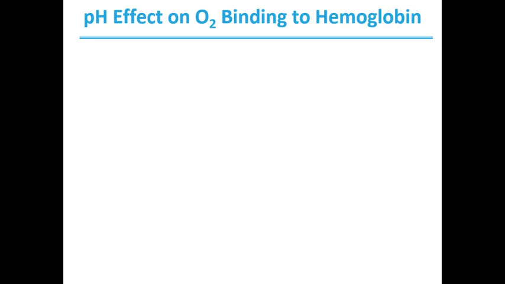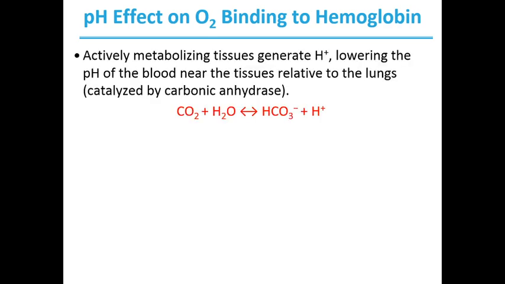CO2, or carbon dioxide, produced by oxidation of organic fuels in mitochondria, is hydrated to form bicarbonate. As you can see, CO2 plus H2O giving HCO3- plus H+. This reaction, as you can see, is catalyzed by the enzyme carbonic anhydrase. This enzyme is particularly abundant in red blood cells.